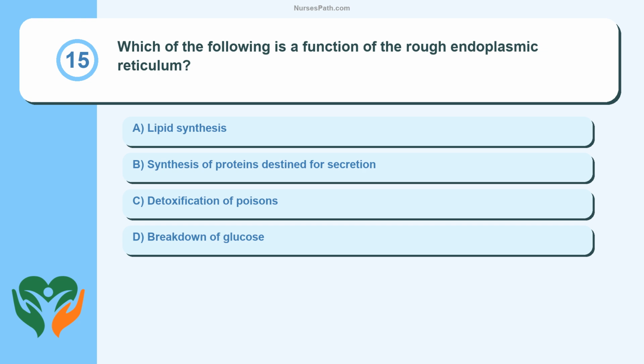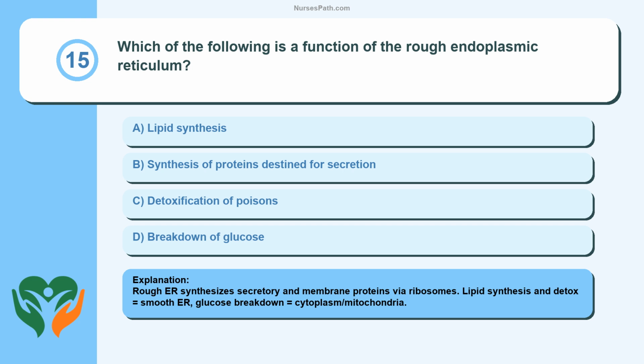Question 15. Which of the following is a function of the rough endoplasmic reticulum? Lipid synthesis. Synthesis of proteins destined for secretion. Detoxification of poisons. Breakdown of glucose. Rough ER synthesizes secretory and membrane proteins via ribosomes. Lipid synthesis and detox are smooth ER; glucose breakdown occurs in the cytoplasm and mitochondria.